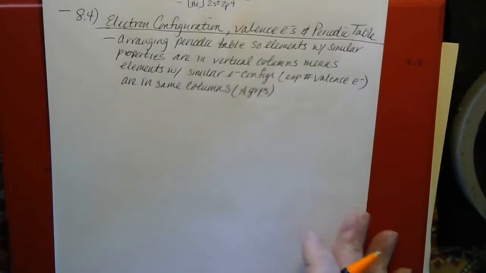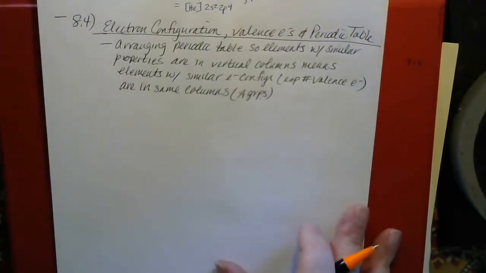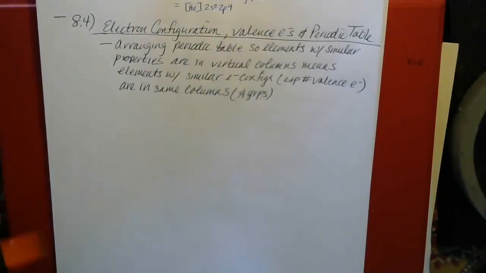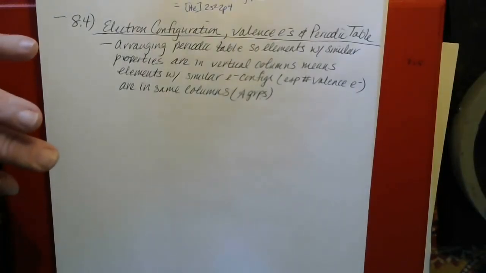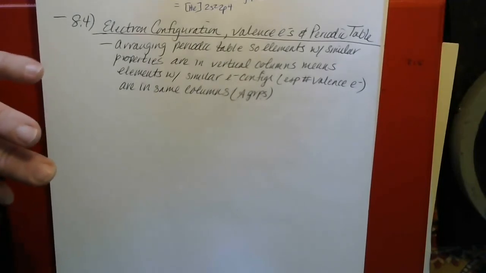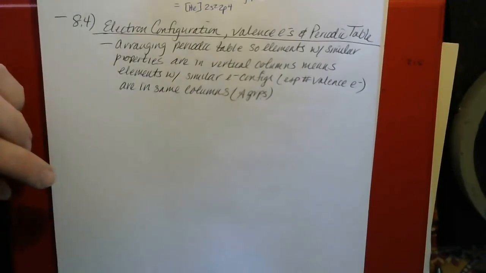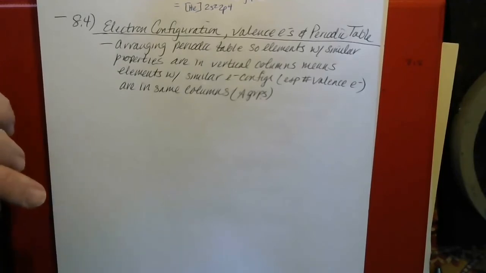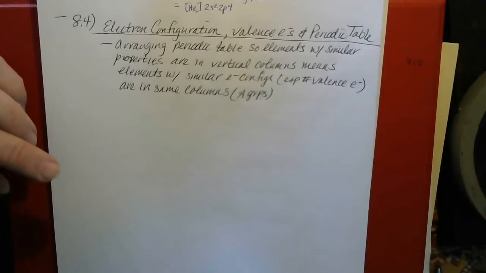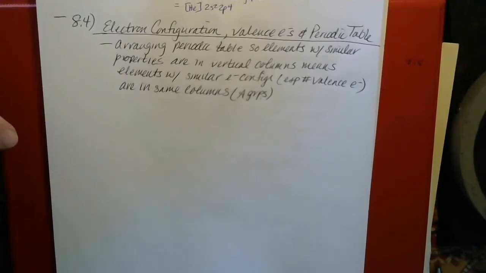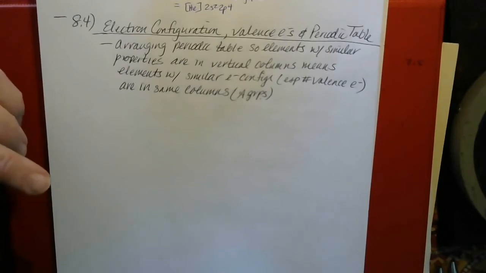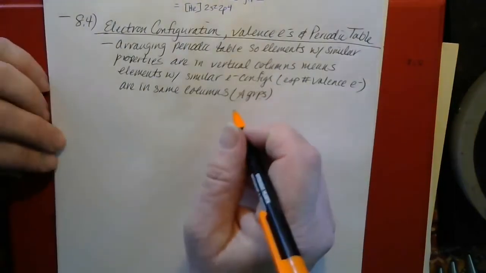Okay, and so what I said applies to the A groups, the main groups anyway. The transition elements get a little bit more complicated, as we've already seen. For the A groups, if you arrange the elements so that elements with similar properties are in vertical columns, then what you end up with ultimately is elements with the same number of valence electrons in these columns. And it's been arranged and numbered so that, basically, the number of the group is the number of valence electrons for the A groups.